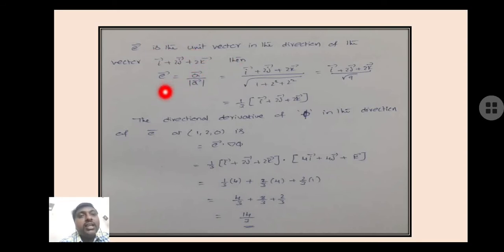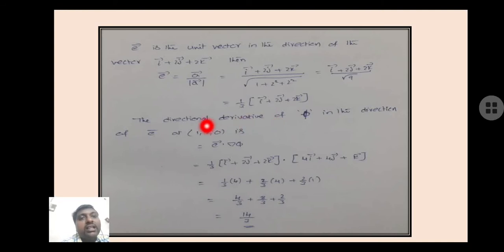So I am taking e bar is equal to a bar by modulus of a bar. So a bar is nothing but i bar plus 2j bar plus 2k bar by the square root of the magnitude of that particular a bar, which is 1 square plus 2 square plus 2 square. By simplifying this, I am getting root 9 in the denominator. So e bar is equal to 1 by 3 into (i bar plus 2j bar plus 2k bar). So this is the value of e bar.